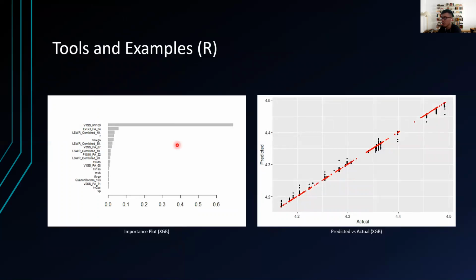Here are some of the plots generated by RStudio using the extreme gradient boosting algorithm. And the importance plot here features the hierarchy of importance of each predictor from the greatest to the least.